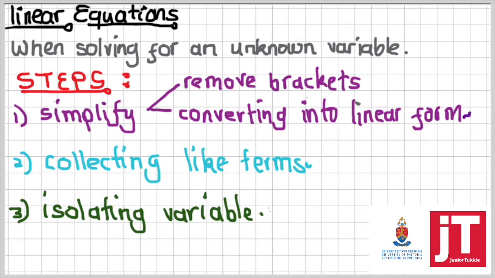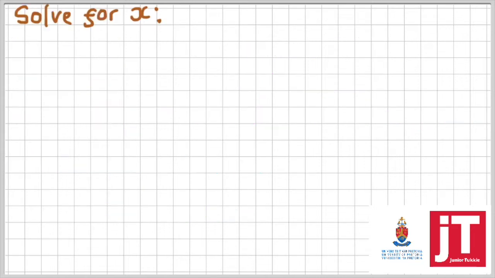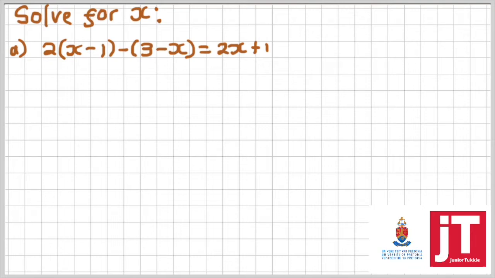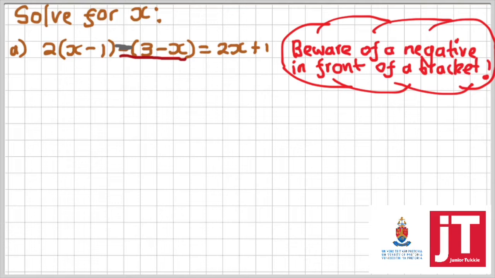Let's apply these steps when solving the following example. You are given an equation and they want you to solve for x. But before we solve for x, it's important for you to realize that any negative that is in front of a bracket is a pitfall. It's a danger warning sign. You've got to treat it with care. So that negative in front of the bracket, you've got to be aware of that negative in front of the bracket. So let's just solve it.